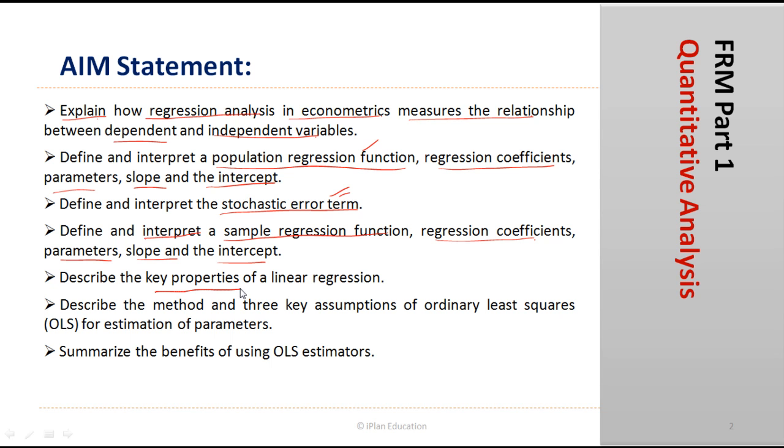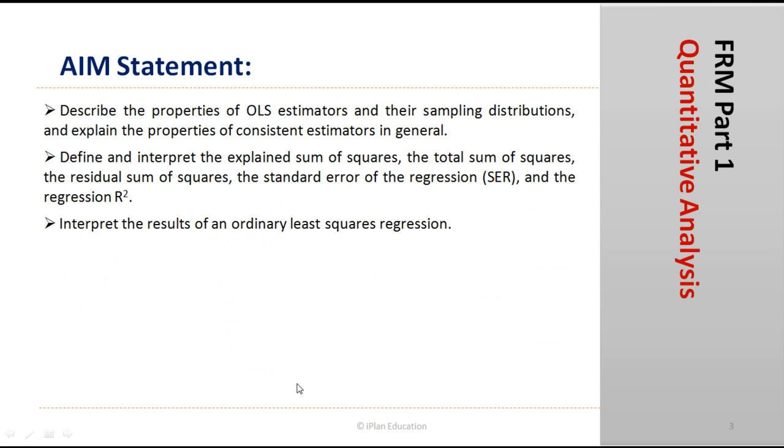Then we look at the key properties of linear regression. And now for the estimation of coefficients, we look at the three key assumptions of the ordinary least squares method. Then we summarize the benefits of using OLS estimators. We also look at the properties of OLS estimators and their sampling distributions. We'll also look at the properties of consistent estimators in general.